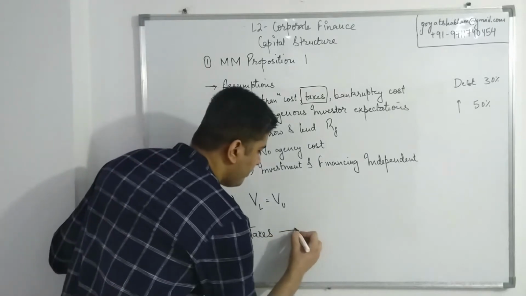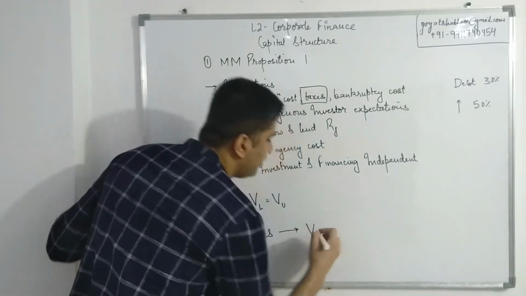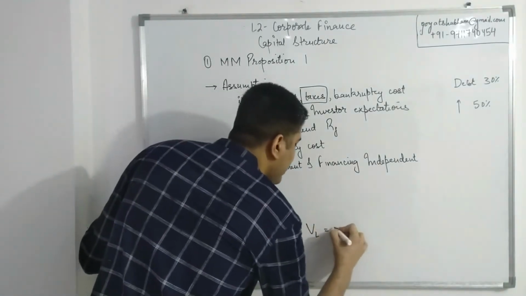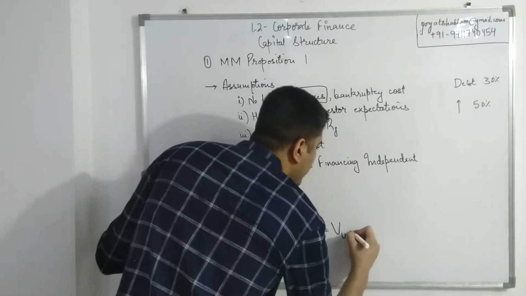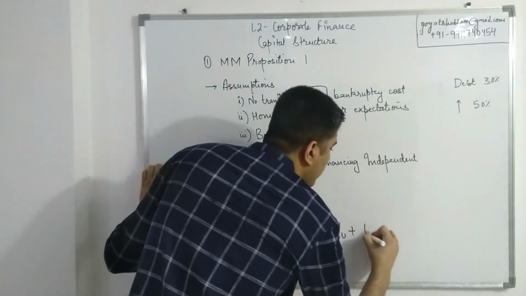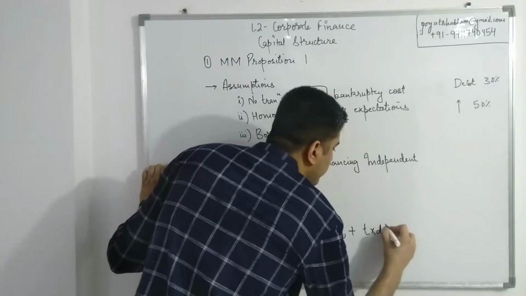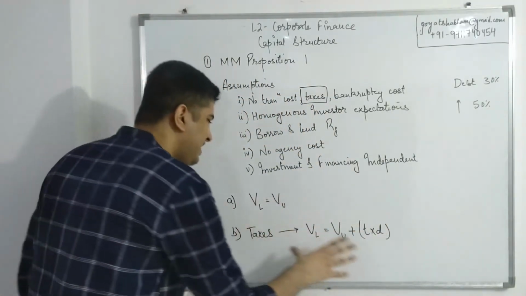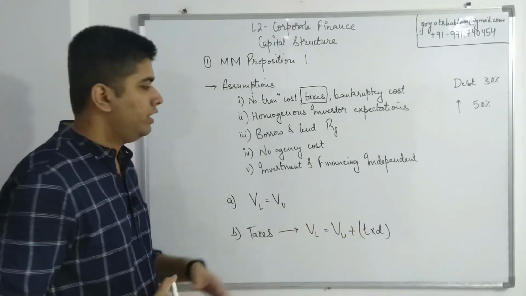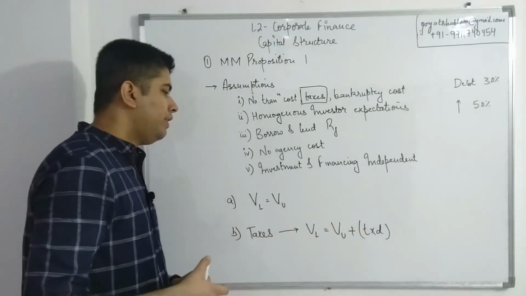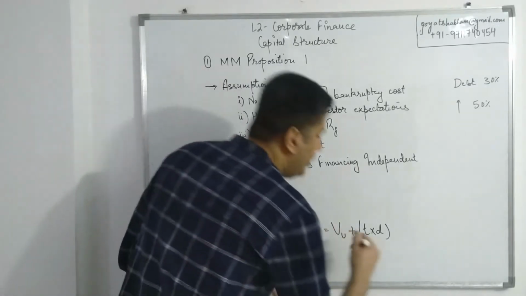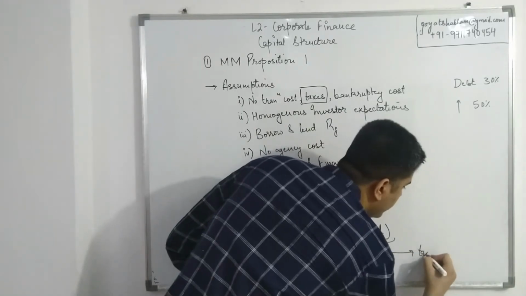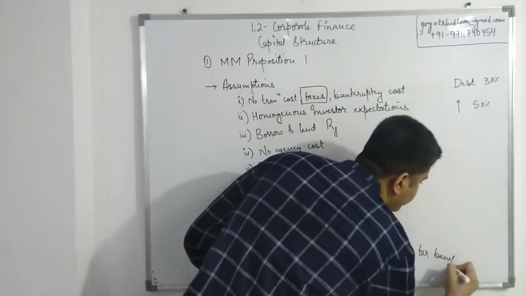Now this is saying the value of a levered firm. A levered firm is a firm which has debt in its capital structure. This is the same as the value of an unlevered firm plus taxes into the amount of debt. Now, what this second portion is focusing on is, this is saying that whenever you have debt in your capital structure, you'll get tax benefits.